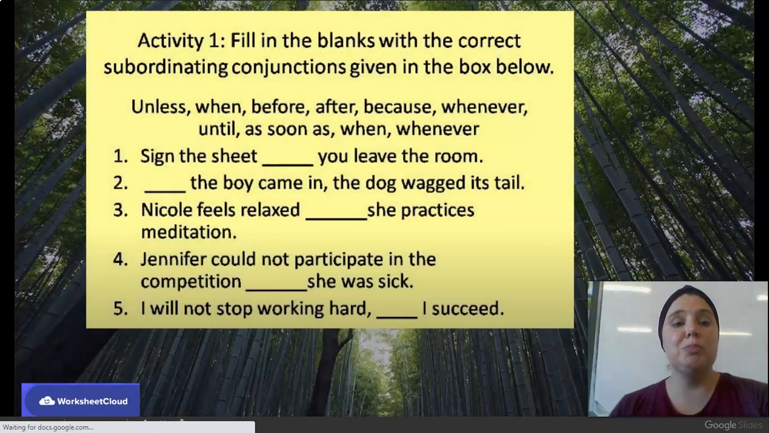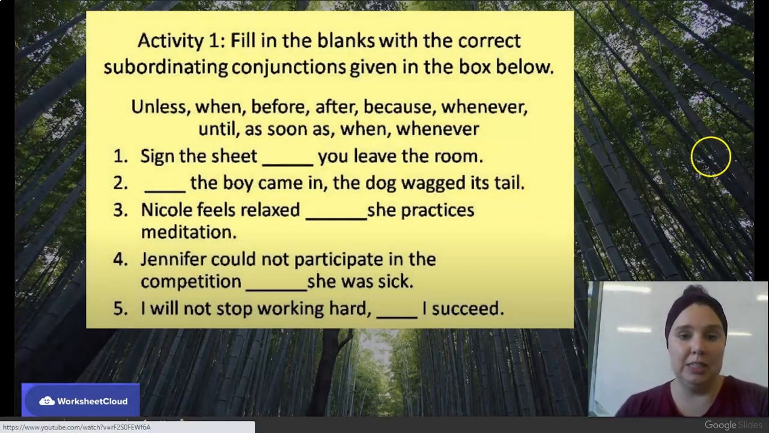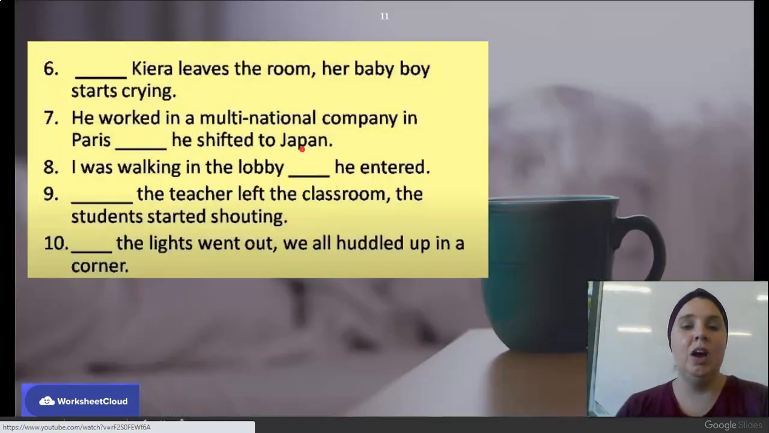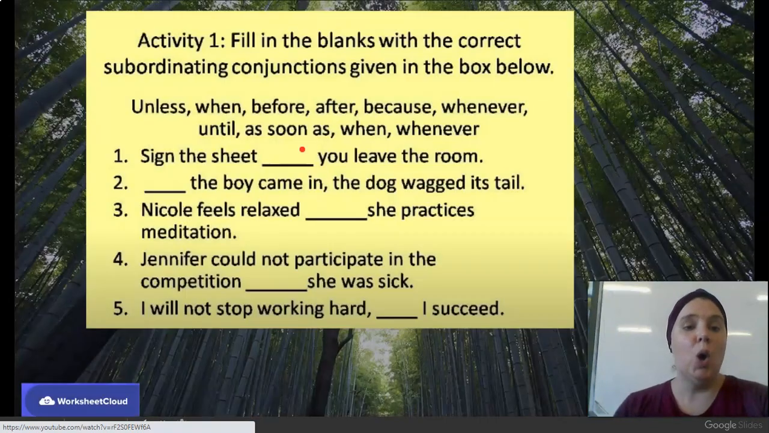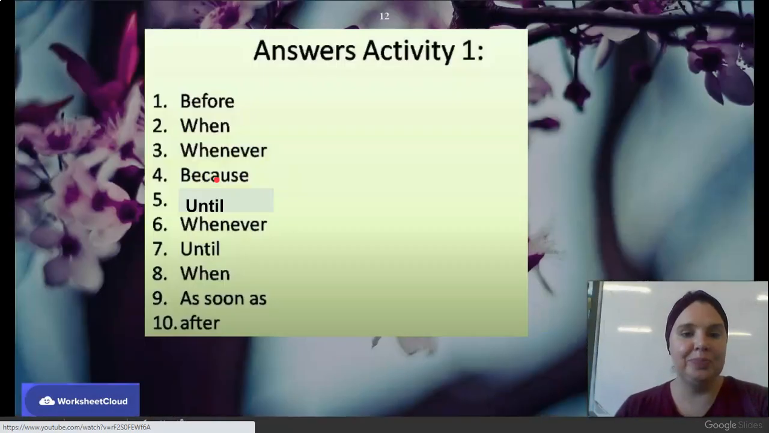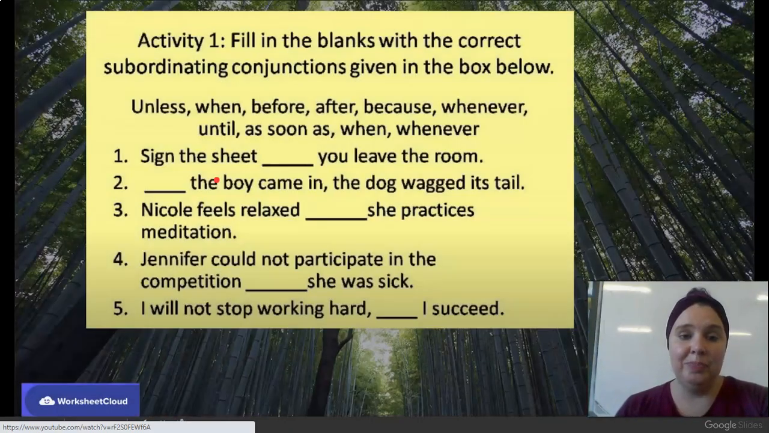So the first one was before. Sign the sheet before you leave the room. Our next one, when the boy came in, the dog wagged its tail. Now you can actually use whenever there as well. Both would be perfectly appropriate. They're both subordinate clauses.